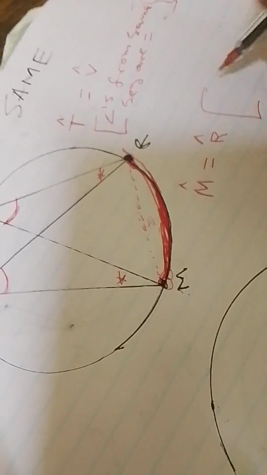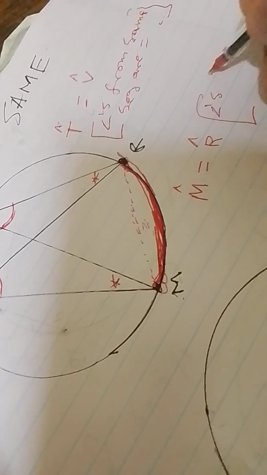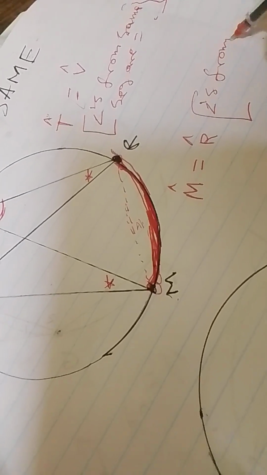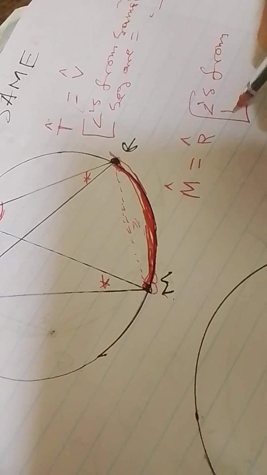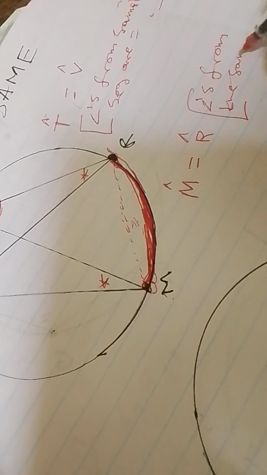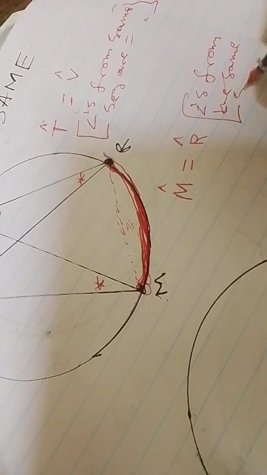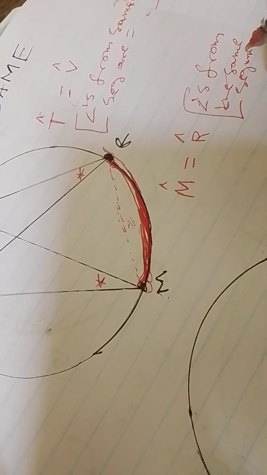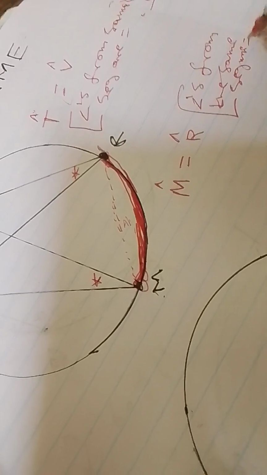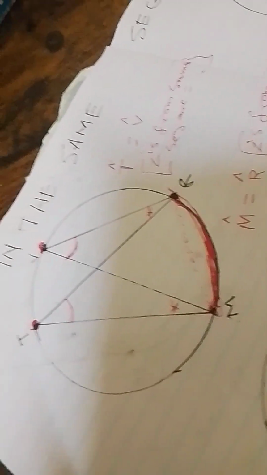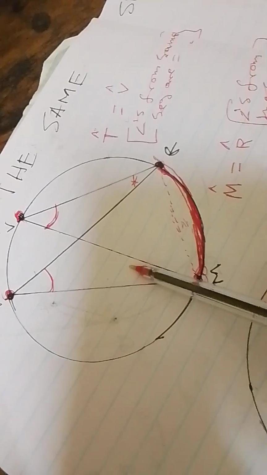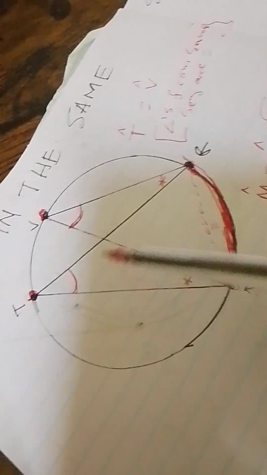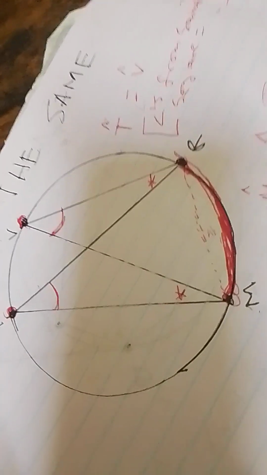And the reason you are saying is angles from the same segment are equal. So this is what we call a bow tie theorem now. This is what I call a bow tie theorem because it looks like a bow tie.